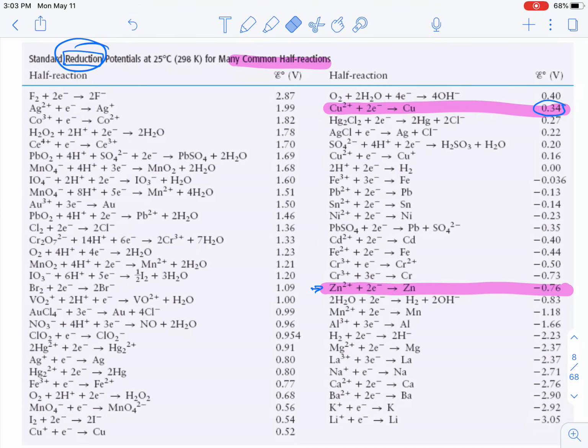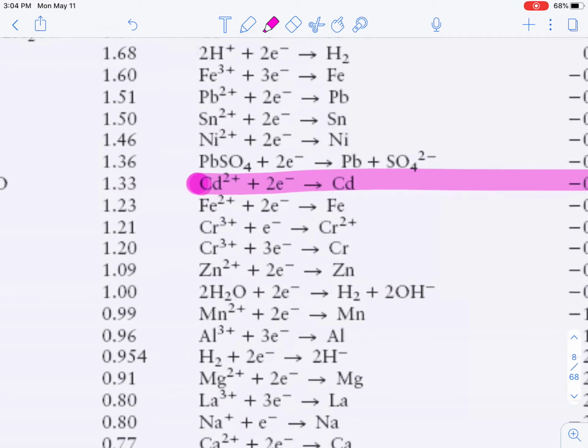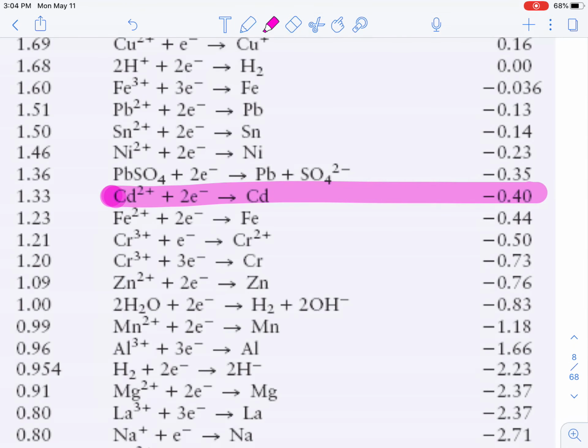In this case, we're still working with copper, so I'm going to leave that highlighted, and its standard reduction potential is 0.34. So I'm going to go ahead and erase zinc because that's not what I'm looking for right now. What I'm looking for is cadmium that has 2 electrons. So here I have my reduction potential that involves cadmium and the transfer of 2 electrons. And the standard reduction potential is negative 0.40 volts.